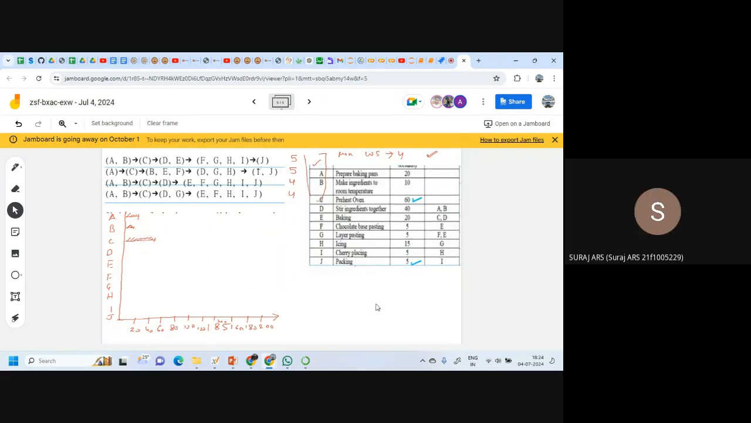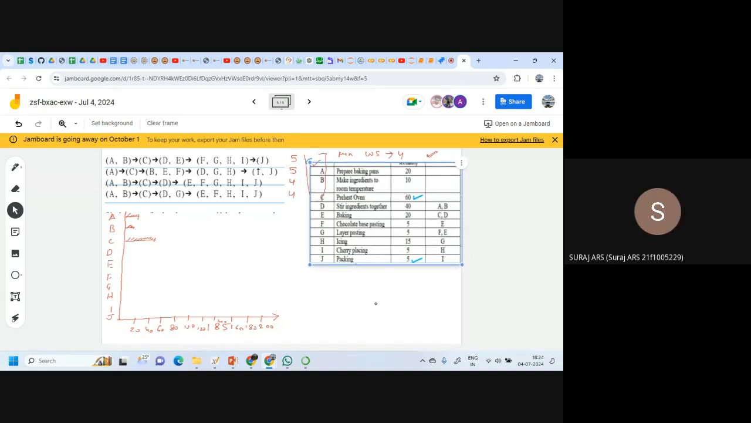Why a 20-second interval? Just to make this graph, nothing more. But we know from here that the minimum cycle time is 60. So ideally I should have something like 60. Yes, that's what my doubt was. This is 1, this is 2, this is 3, and this is 4.